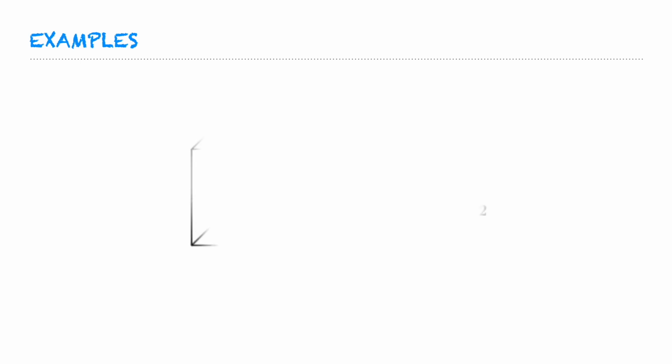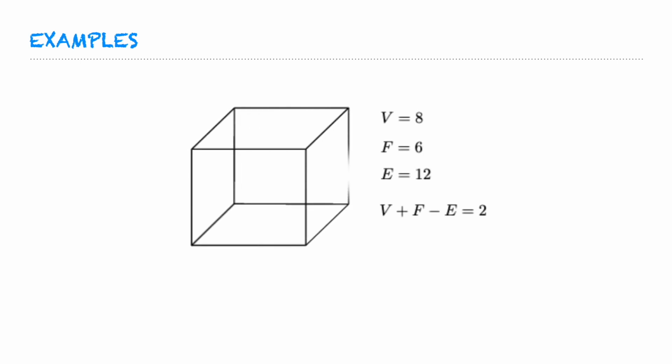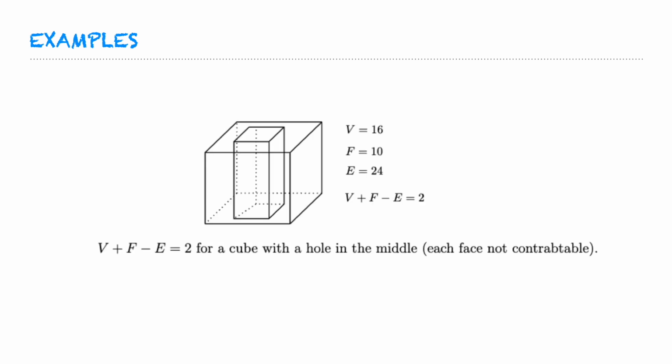First consider the cube. We will calculate the Euler characteristic by V plus F minus E. The number of vertices V equals 8, the number of faces equals 6, and the number of edges equals 12. So chi equals 2 for the cube. Now we make a square at the top and bottom and make a genus 1 surface, a cube with a hole in the middle. The number of vertices equals 16, the number of faces equals 10, and the number of edges equals 24. So V plus F minus E equals 2. Note that here each face is not contractible.